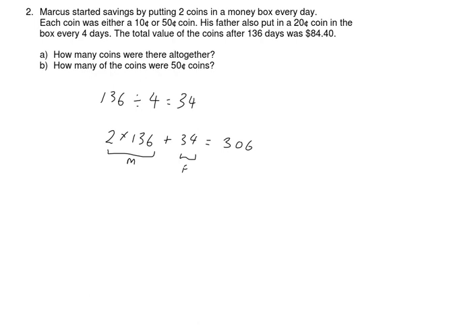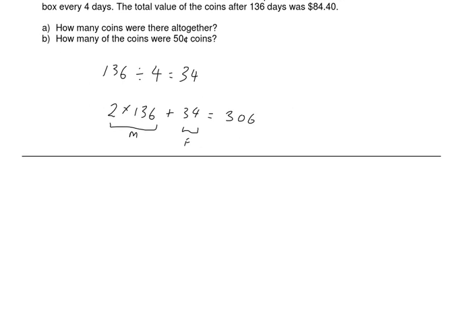Okay, to do part B, we know that the total value of the coins was $84.40. Out of this $84.40, how much in terms of value is contributed by the dad? Can we find? Yes, we can, because the dad's coins are actually 34, multiplied by the value of the dad's coin. How many cents per coin? 20 cents. So how much did the dad contribute altogether? We know that the dad contributed $6.80. So we need to remove the amount contributed by the dad. So $84.40 minus $6.80. We get how much?